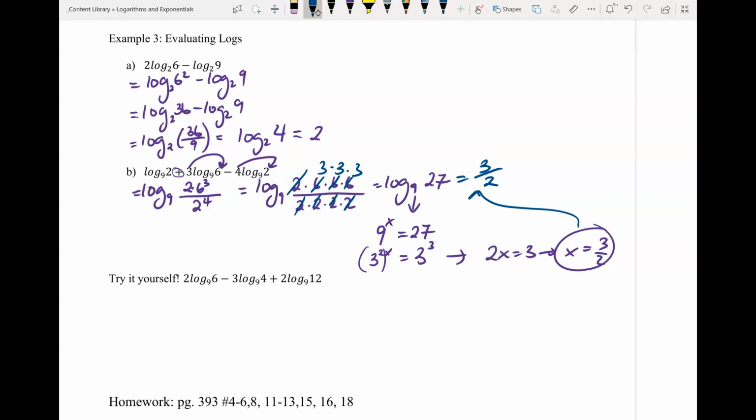All right, so you can try the next one on your own. I definitely suggest you use a similar method to what I've done in example 3b. So go ahead and do that, and then when you're ready, please press play for the final solution.